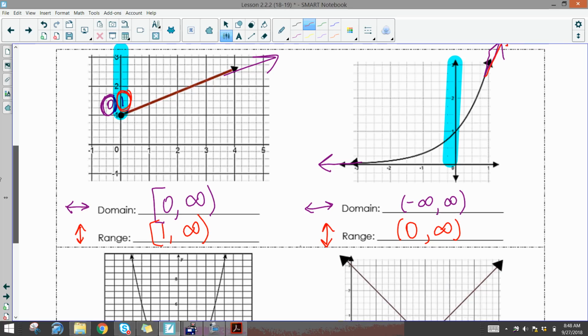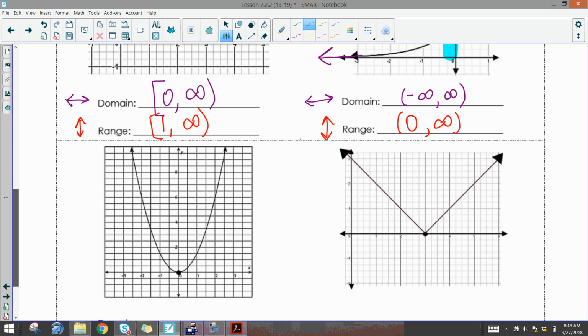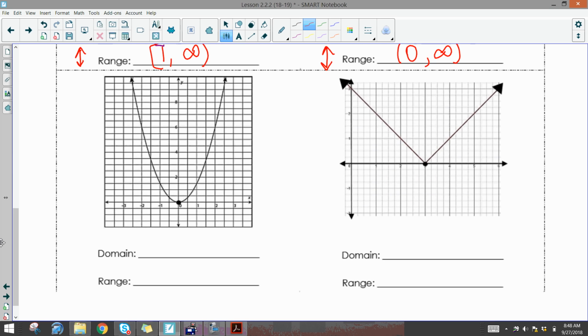Okay, so hopefully those were kind of review-ish because they are both a linear and an exponential. Now let's try it with a quadratic. Okay, so again, our domain is anytime my graph goes left to right. So if you look on the left-hand side, I have an arrow here, and then it comes down around and I have an arrow here.